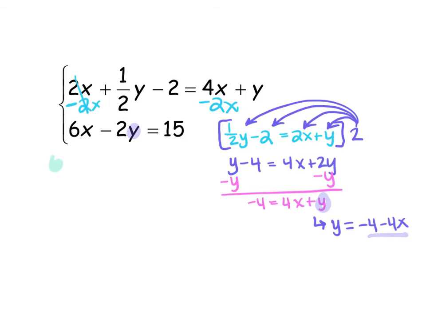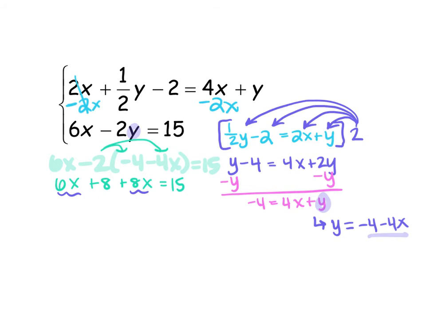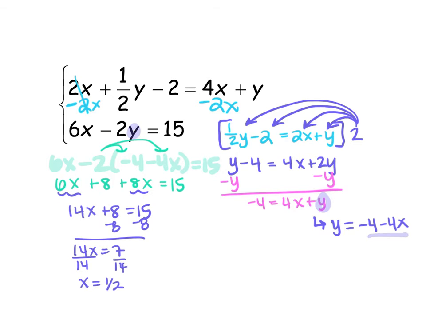Okay, so if I'm going to solve this, 6x minus 2y, which is negative 4 minus 4x, is equal to 15. Okay, and then if I distribute this negative 2, 6x plus 8, and negative 2 times a negative 4 is a positive, and then plus 8x is equal to 15. Adding this 6x and 8x, I have 14x plus 8 is equal to 15. If I subtract 8 from both sides, I have 14x is equal to 7. And then dividing both sides by 14, you get that x is equal to 7 over 14, or 1/2.